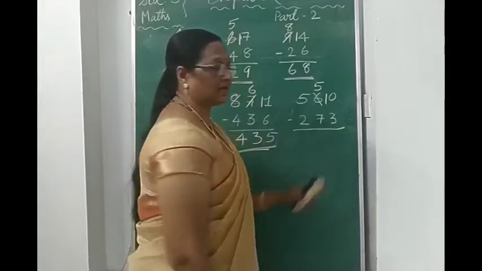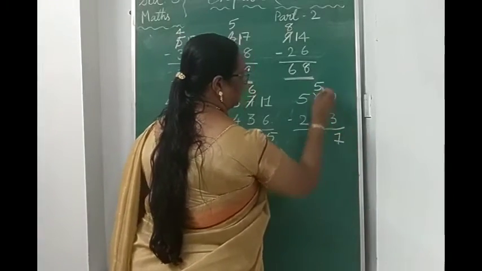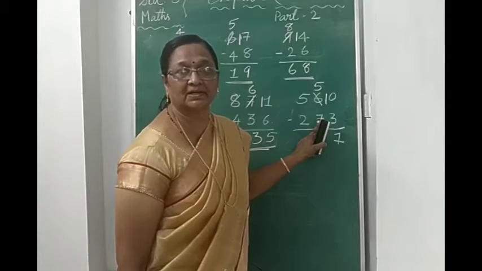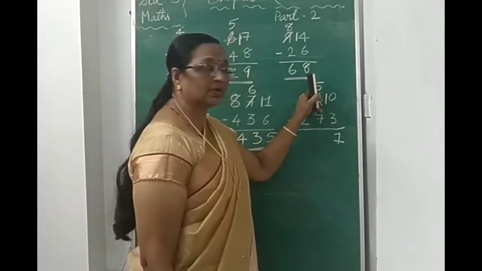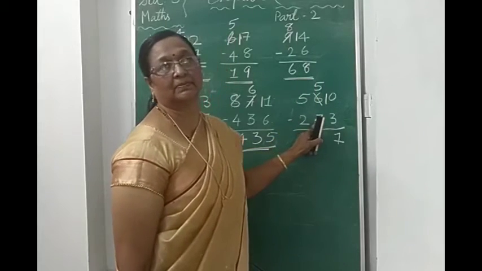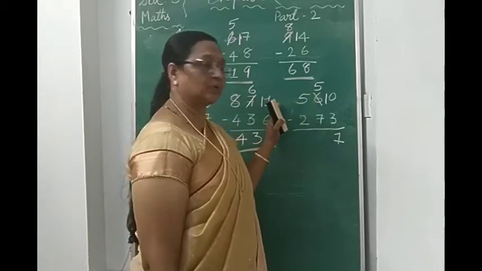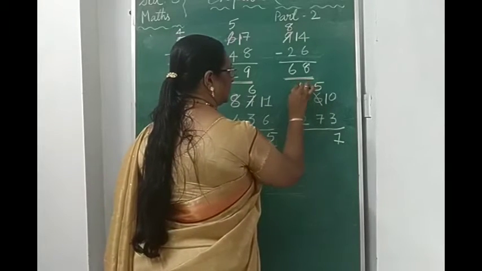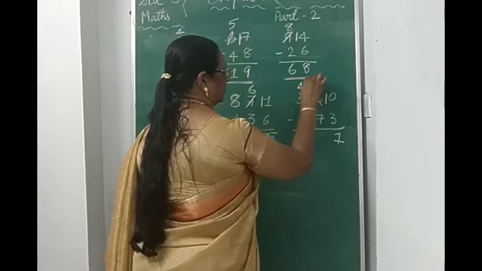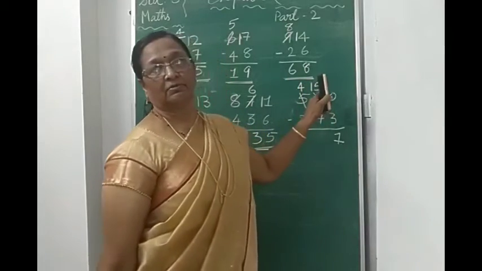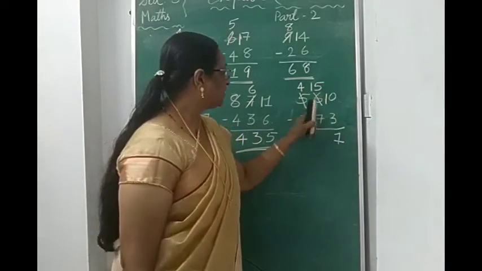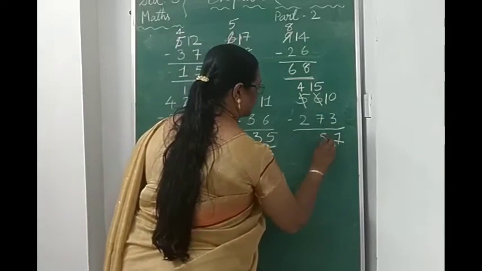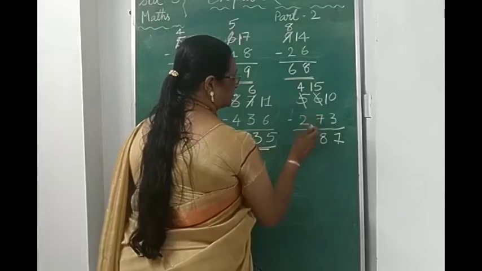10 minus 3, 7. 5 minus 7. Are we able to borrow here, children? No, 5 is smaller number and 7 is bigger number. What we have to do? We have to go to the next number, that is hundreds are here. From here, what we are going to borrow. So, it is going to be 15 tens. So, 15 minus 7, 8. 4 minus 2.